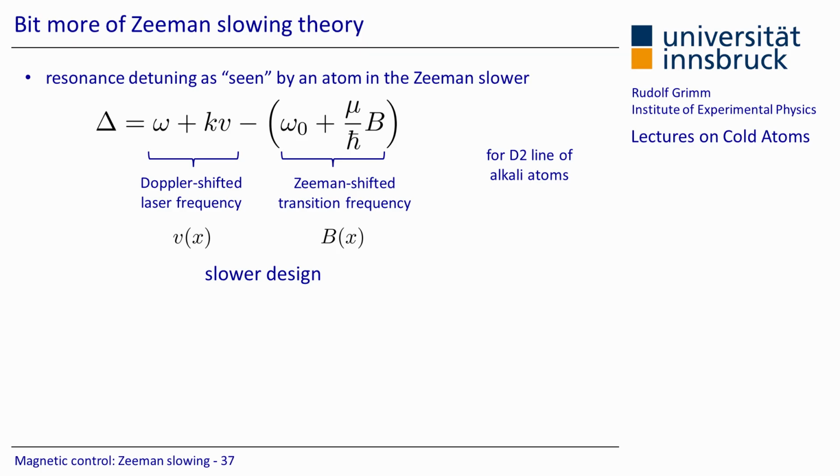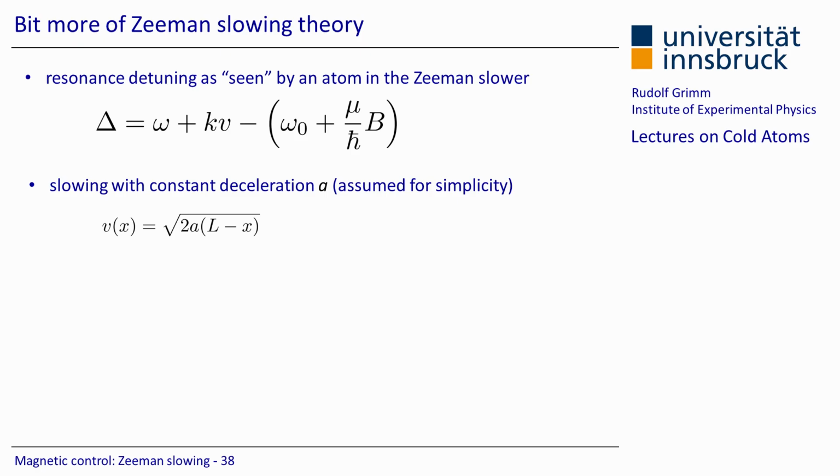Okay, so the resonance detuning as seen by an atom in the Zeeman slower, delta, is given by the Doppler shifted laser frequency, omega plus kV, minus the Zeeman shifted transition frequency, omega naught plus mu over h bar times B. So we assume here a Zeeman shift corresponding to what we have discussed before, the transition between the maximum m levels in an alkali atom. Then we can set mu equals mu B in this case. And we assume, as before, that slowing takes place as a constant deceleration a, and then we get for the velocity as a function of the position the square root-like behavior.